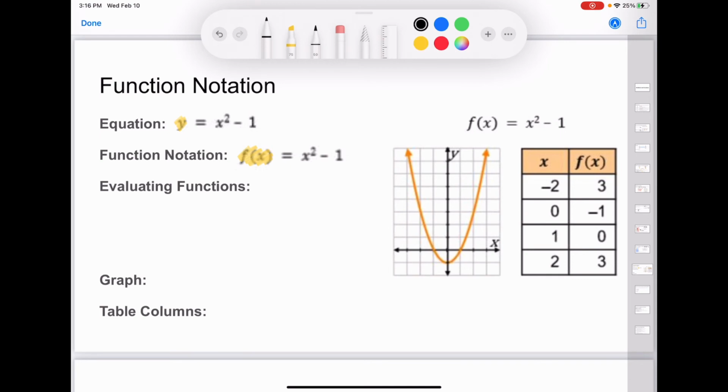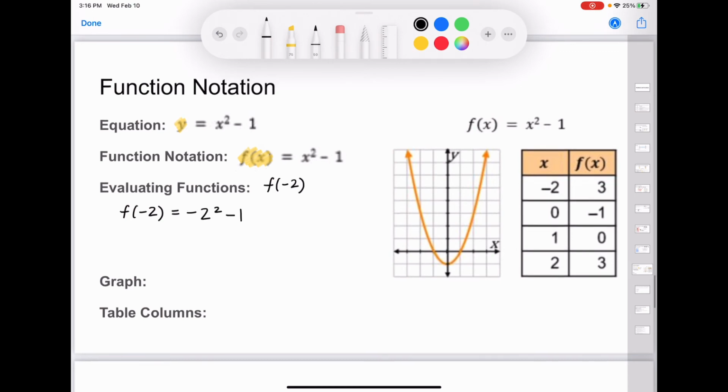So, for example, if we're looking for the function of -2, that basically means we have f of -2. What you would do is plug in that x, -2, into your x value, and then you would solve it, and you would see that the function of -2 is equal to 3. And what you can see here on this graph is that f of -2 is equal to 3.